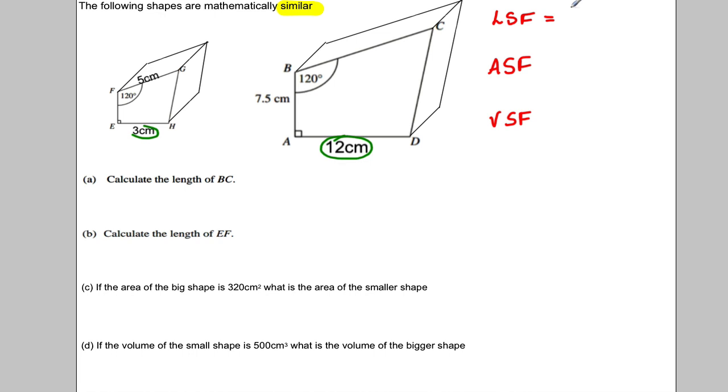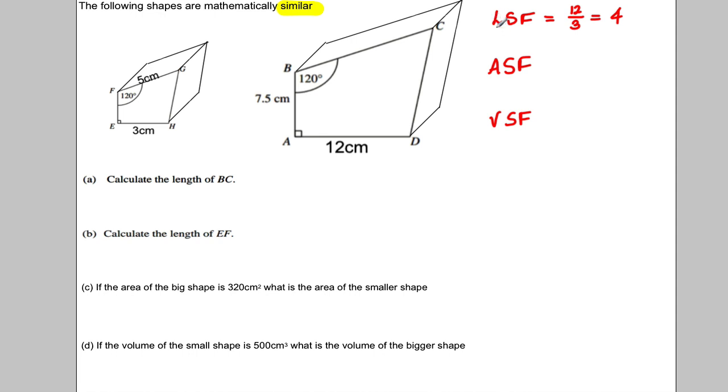And the length scale factor is the big one divided by the small one, 12 divided by 3, which is 4. So what that's telling me is the lengths in this shape are 4 times bigger than the lengths in this shape. If I have a length here, I can times it by 4 to get a length here. If I have a length here, I can divide it by 4 to get the small length.